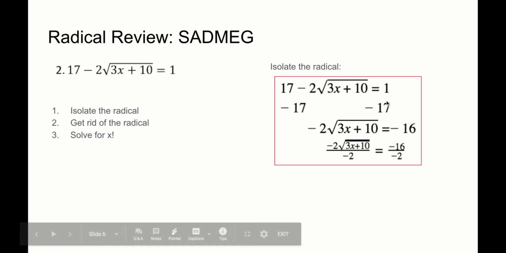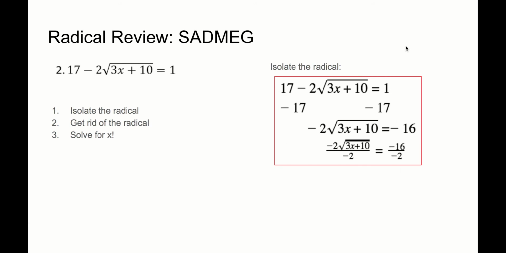Hopefully you guys are able to reason through the work that we have here. The first thing we're going to be moving is that 17. The reason we're going to move the 17 first is because we're working from the outside in. If you want to get the radical by himself, we have 2 things to move.